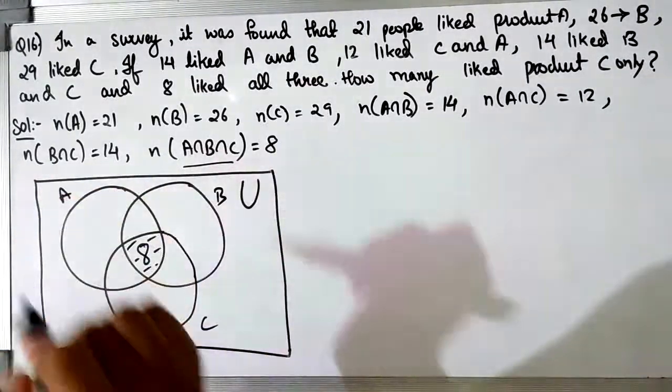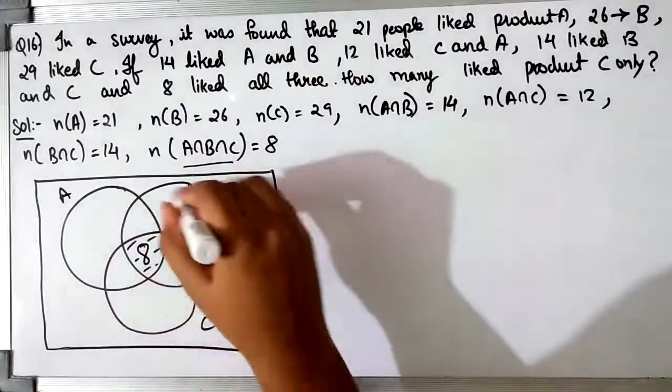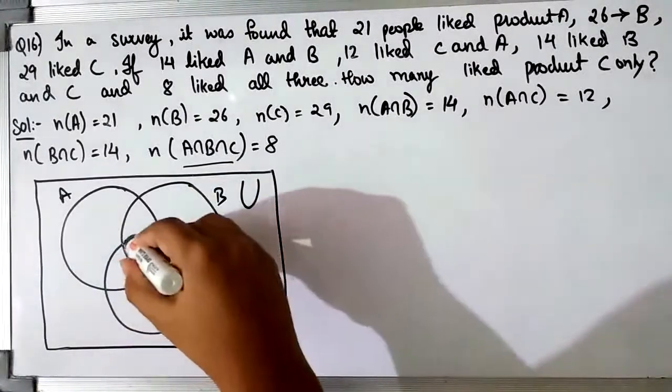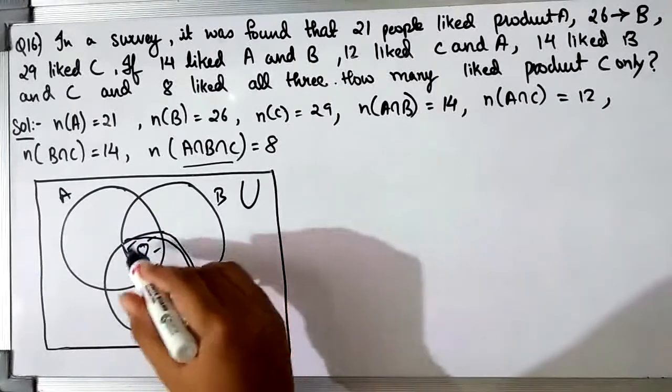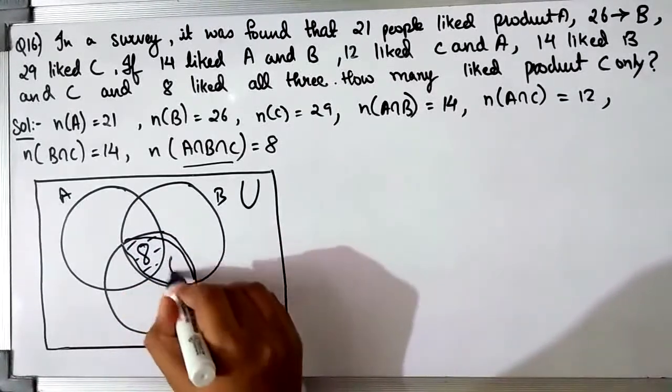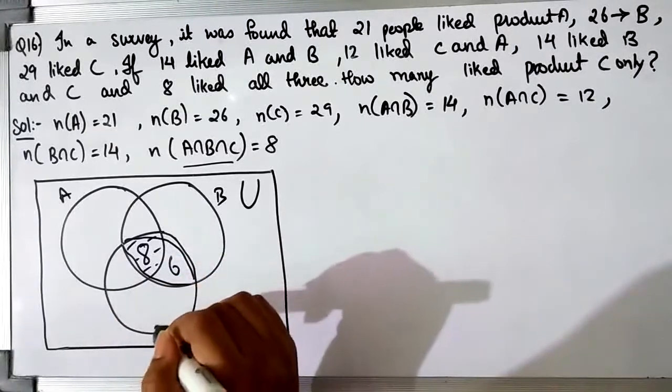Now B intersection C is 14. This is set B and set C. The intersection part is this part, and that is 14. Already we have written 8 over there, so we are going to write 6. 8 plus 6 together make up 14.